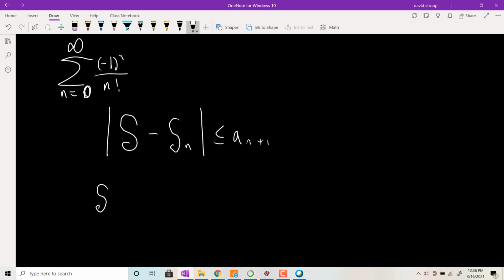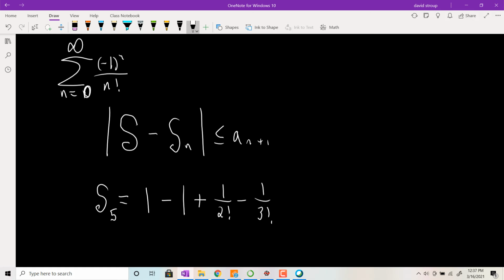S sub n is just the first n terms of our series. So in this case, you plug in 0 first to get (-1)^0, which is 1, over 0 factorial. 0 factorial is 1, so 1 over 1 is 1. And then plugging in 1, it'll be minus 1 over 1 again, and then plus 1 over 2 factorial, minus 1 over 3 factorial. Let's make this a little more concrete. Instead of going to n, let's just say 5, right?